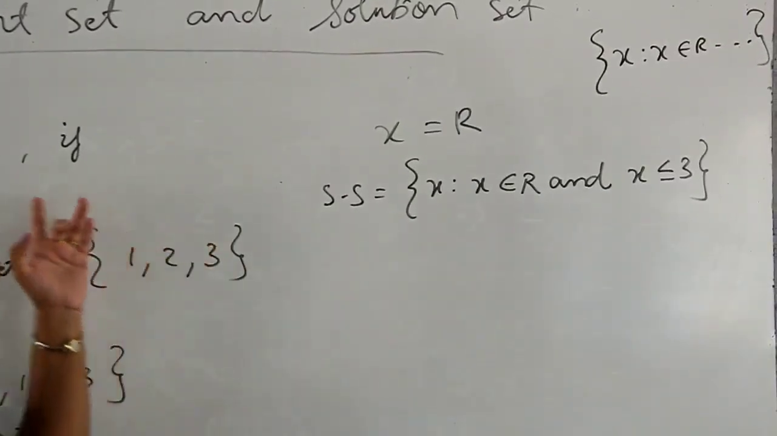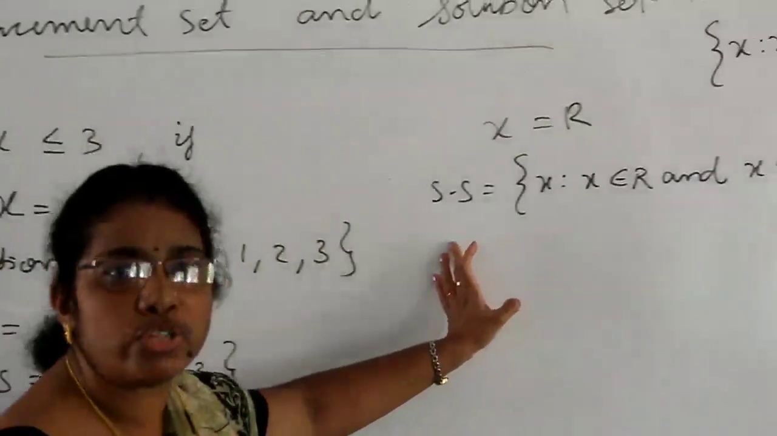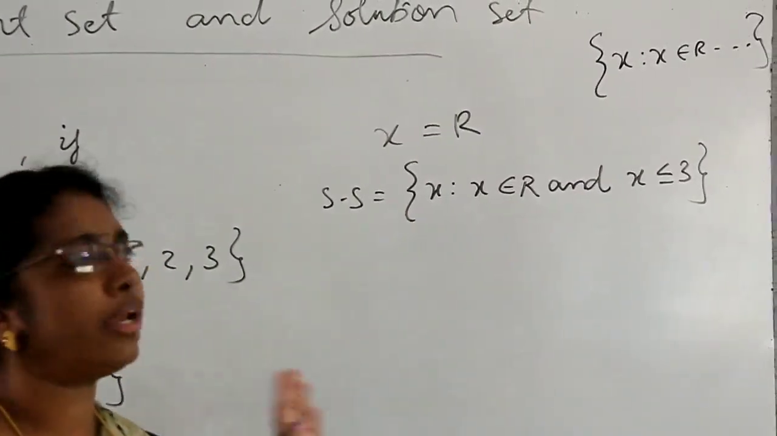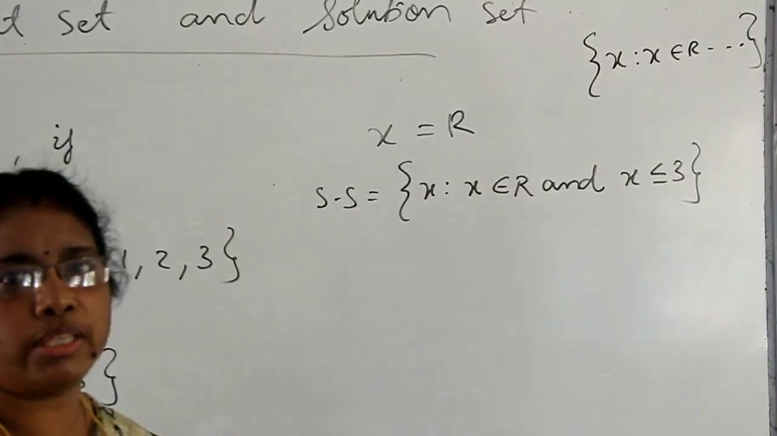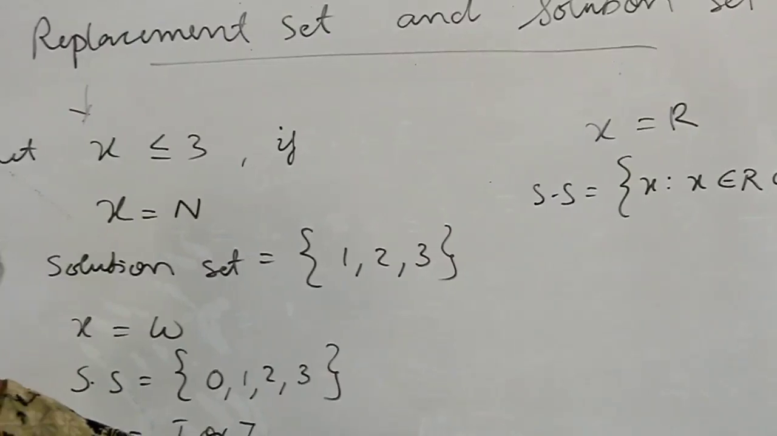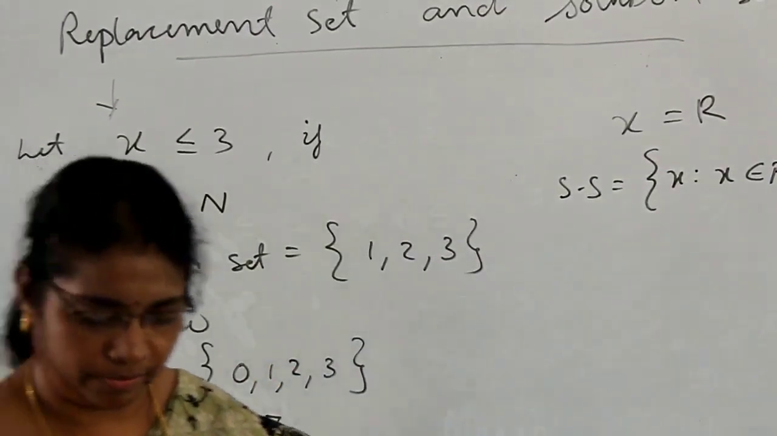So in this inequation case we can write the solution set {x such that x belongs to R and x less than or equal to 3}. I hope that all of you understood this one. Let us solve a few questions.